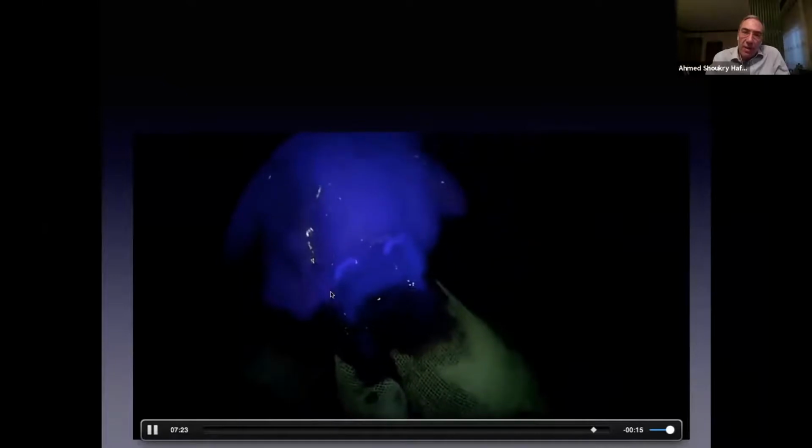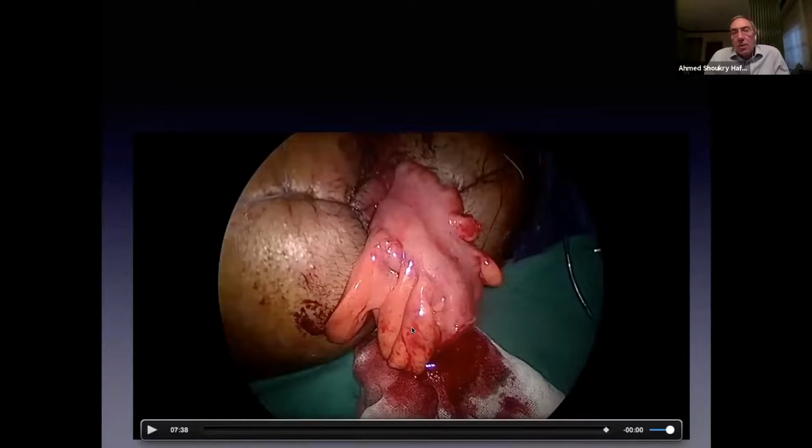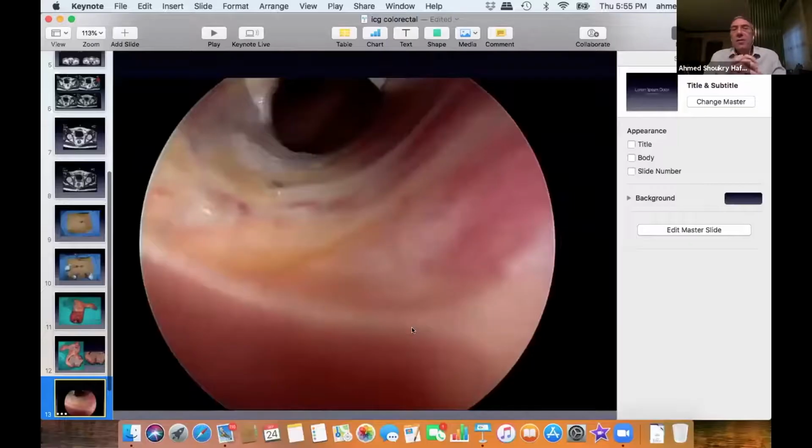Even the bleeding edge is showing very nicely here. So now we are quite sure that the anastomosis will have a very adequate blood supply, and our patient hopefully will do very well. So in this case, as you see, it's a very complex case.